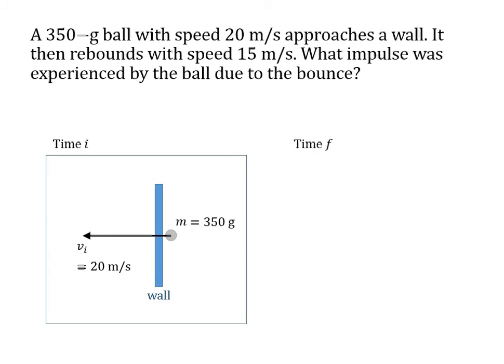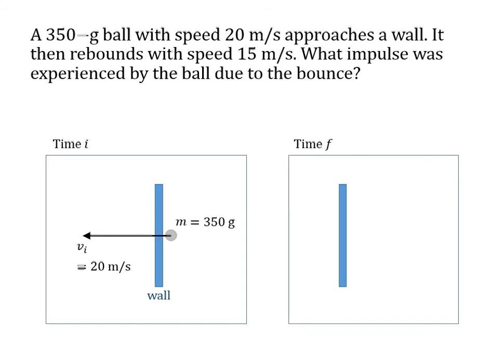And then the final situation, after the ball has rebounded from the wall, there's the wall, and here's the ball. Now mass is still M, 350 grams, and it's rebounding, so it's bouncing off the wall, going in the opposite direction now, and that final speed is 15 meters per second.